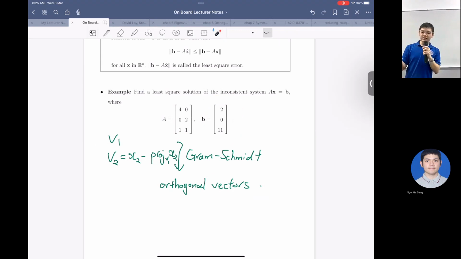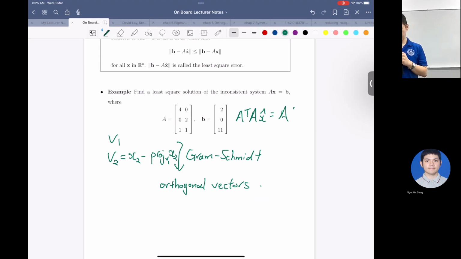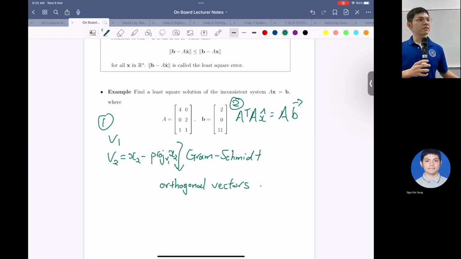Since this one is so troublesome, maybe you can use A transpose A x hat equals A transpose b to solve it, instead of going through all that. There are two ways here. First way, you can make it orthogonal and then project. Or you can row reduce, find the solution, and solve A transpose A x equals A transpose b. That also works. Two ways. This is the last thing we learned yesterday. Okay, any question? No question? Okay.